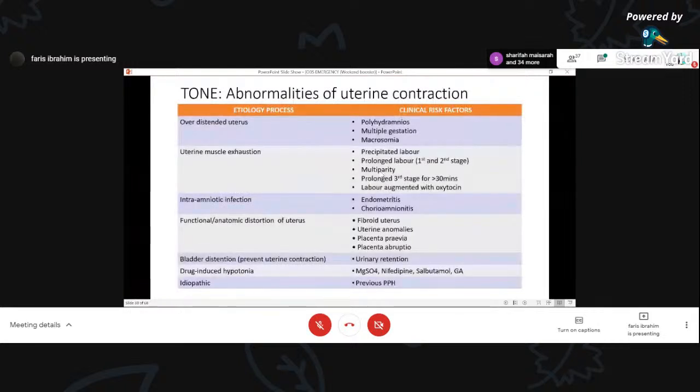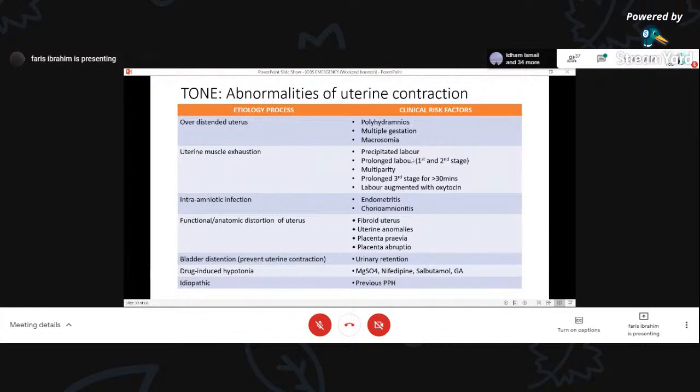Now, risk factors, I don't want to read all of these. I'll just highlight a few. Number one is over-distended uterus. Over-distended uterus tends to be related to polyhydramnios, multiple gestation, everything that can cause large for gestational age. They can cause overdistension of the uterus and eventually cause uterine atony. And then uterine muscle exhaustion, for example precipitated labor. Precipitated labor means the labor is too fast. Within 3 hours she has gone from 1 cm to 10 cm and delivered, and the second stage is all settled.